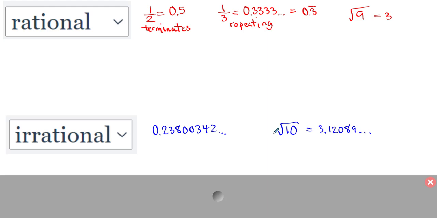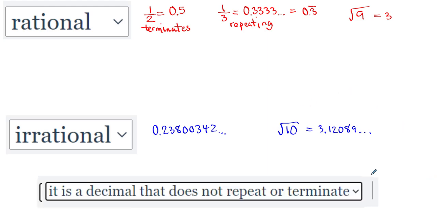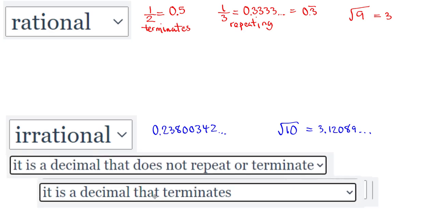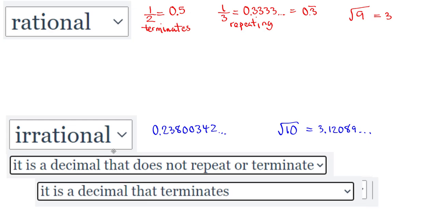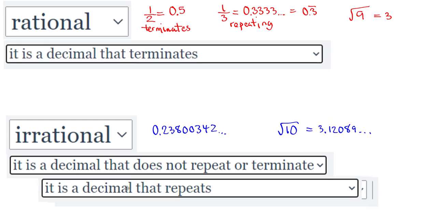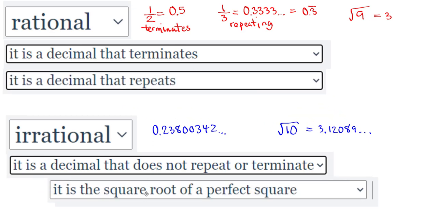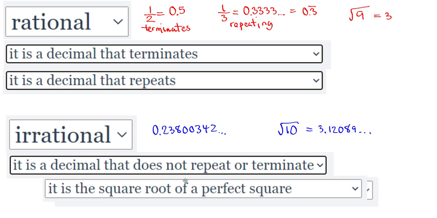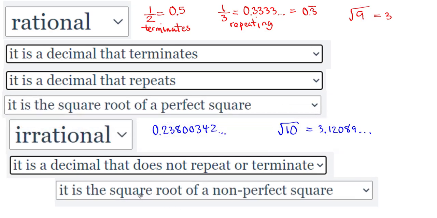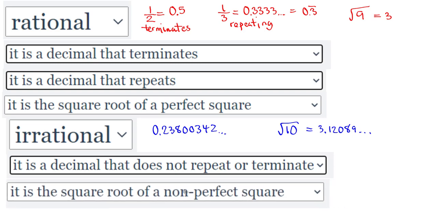So let's go ahead and use the statements from Delta Math to organize our thoughts, and then we'll get into some examples from Delta Math. So it's a decimal that does not repeat or terminate. That's like this right here. That's irrational. If the decimal terminates, that's like 0.5. That is rational. If it's a decimal that repeats, that's like 1/3 or 0.3 repeating. So that's rational. If it is the square root of a perfect square, that's like the square root of 9. That's rational. And then lastly, if it's the square root of a non-perfect square. All right, cool. Let's go into Delta Math.